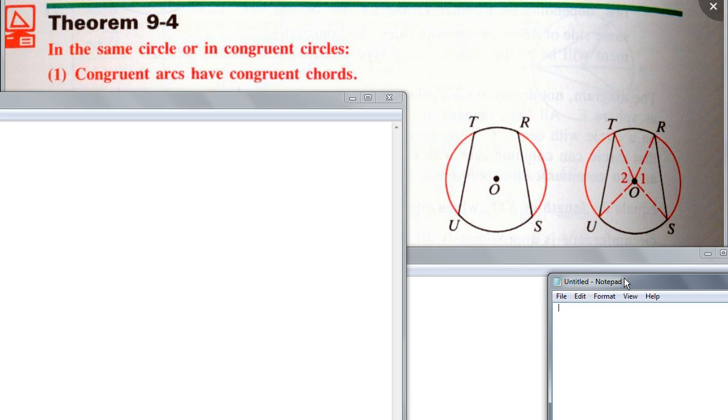So we're doing the first one. Congruent arcs have congruent chords, if in the same circle or congruent circles. We know that arc TU is equal to arc RS. Yes, so we know that the two arcs are congruent. That's given. That's what they're saying.